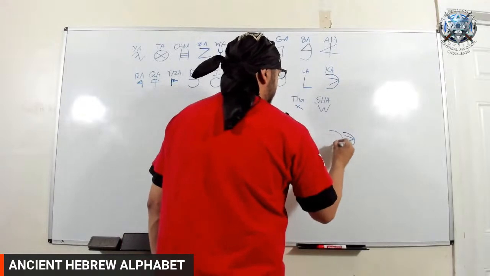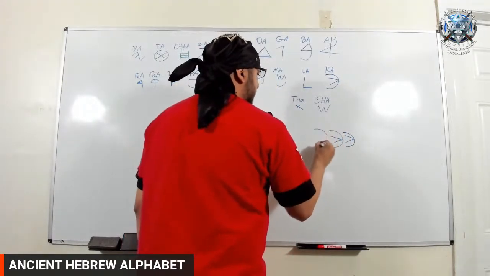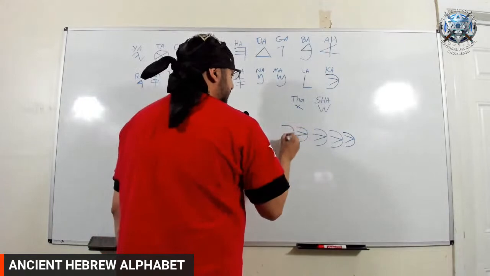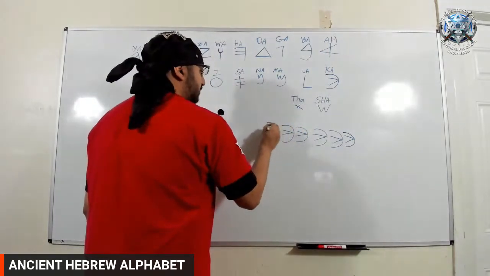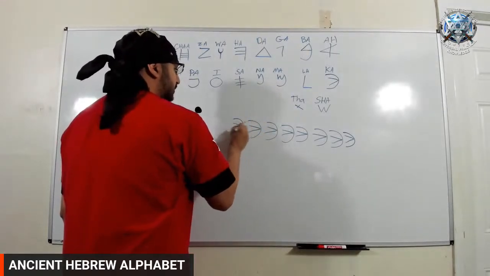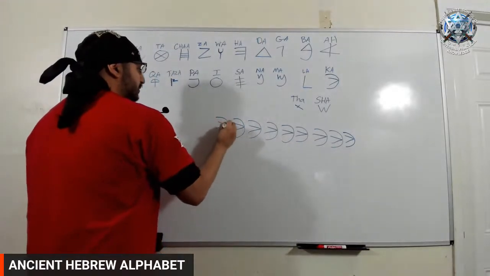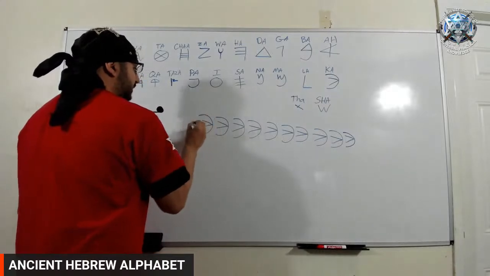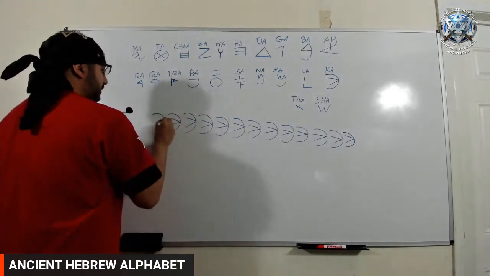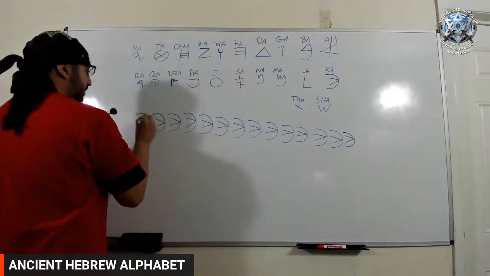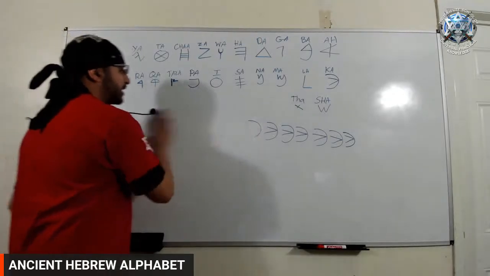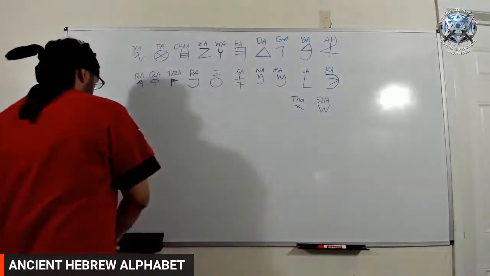Ka. Again, that's the letter ka. It's like a backwards K. Okay. Sign of Christ. We're getting there.